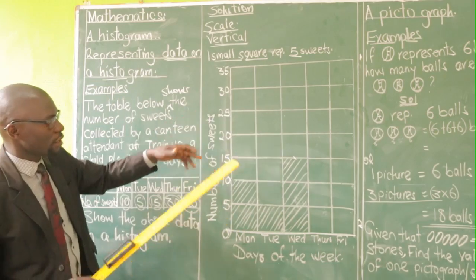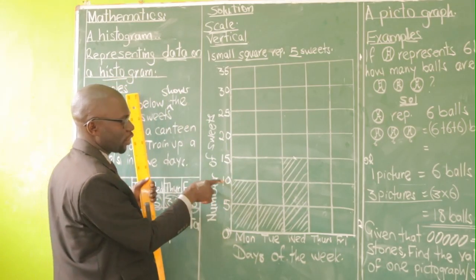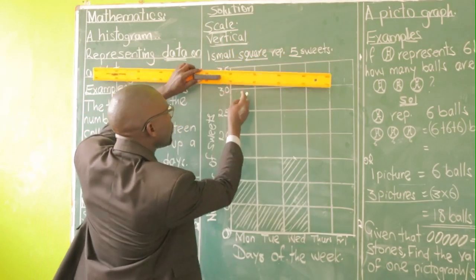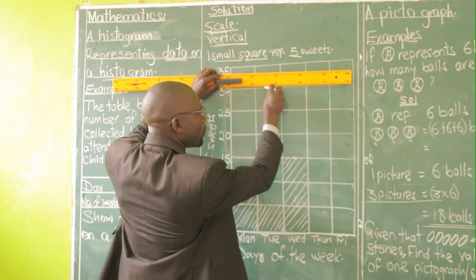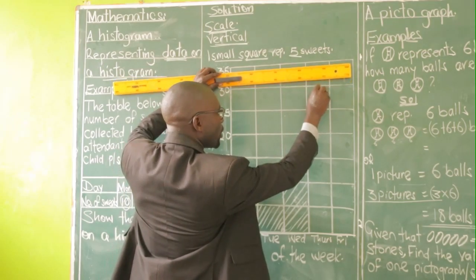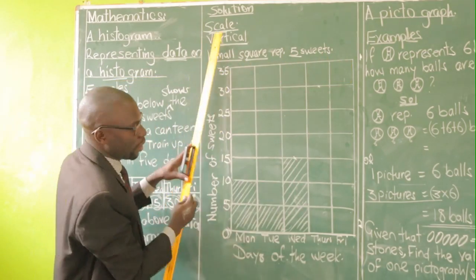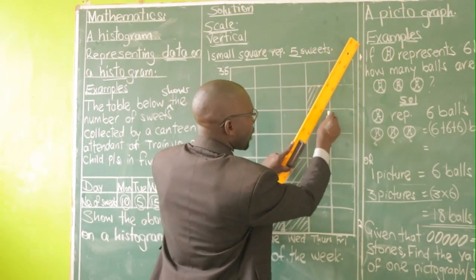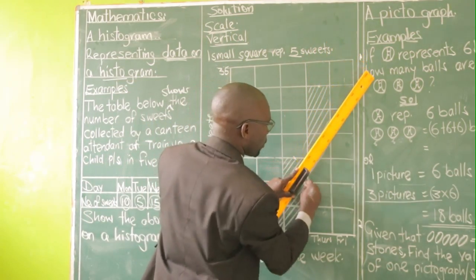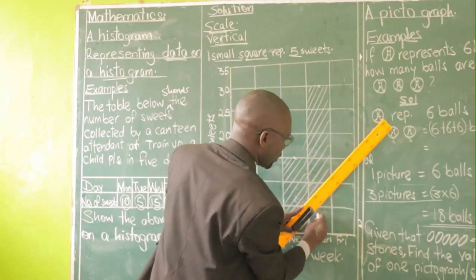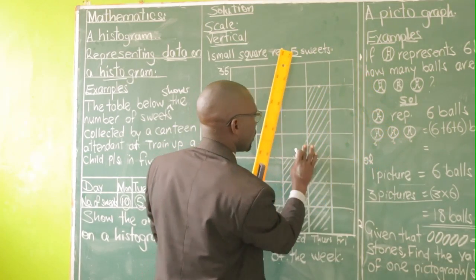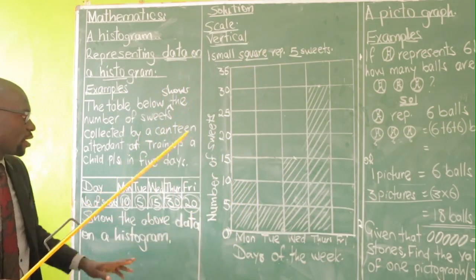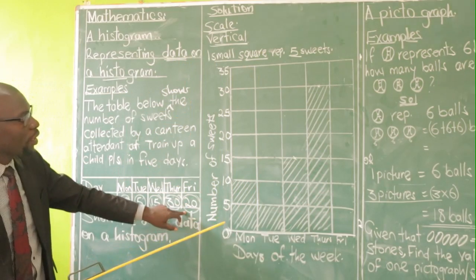That is 30. So we come here and say 0, 5, 10, 15, 20, 25, 30. And then we can use our ruler and move like this until we find our day. We can put a mark there, and then we start shading. We shade using a pencil and a ruler properly like that. Remember, I told you there should be no lines crossing to another day. That is Thursday. And then on Friday, we have 20.